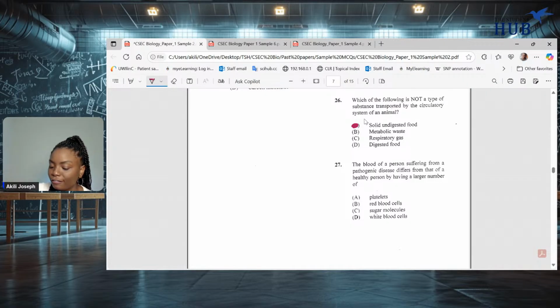27, the blood of a person suffering from a pathogenic disease differs from that of a healthy person by having a larger number of: is it going to be platelets, red blood cells, sugar molecules, or white blood cells? It's going to be D, right? If the person is suffering from a pathogenic disease, some microorganism has infected the person and is causing symptoms, right? Multiplying and causing symptoms. So therefore, your white blood cells as part of your immune response are going to be on the scene to try and surround, engulf, and destroy, or produce antibodies specific to that particular pathogen, right?